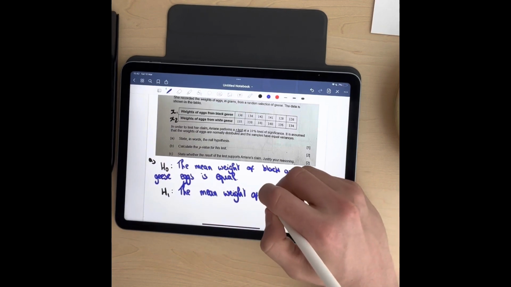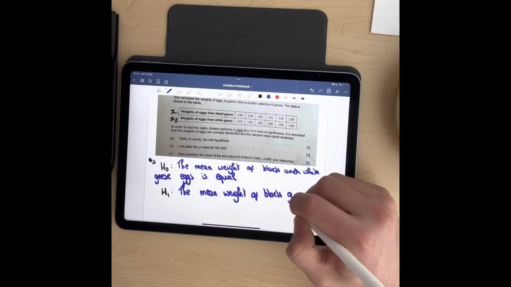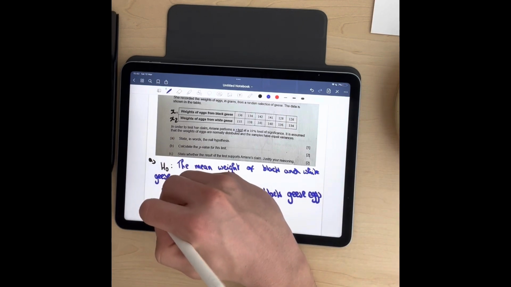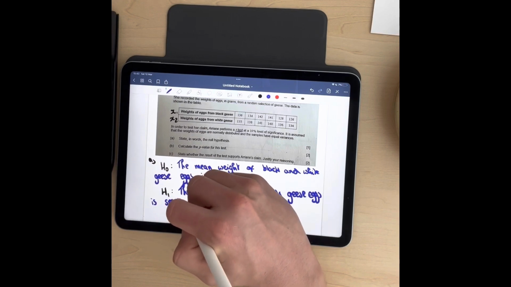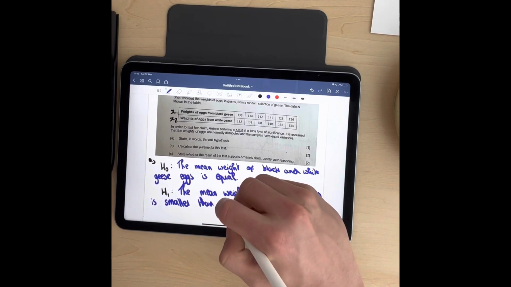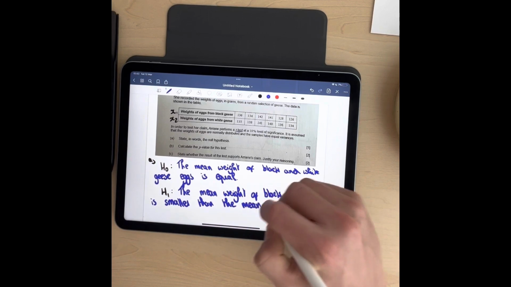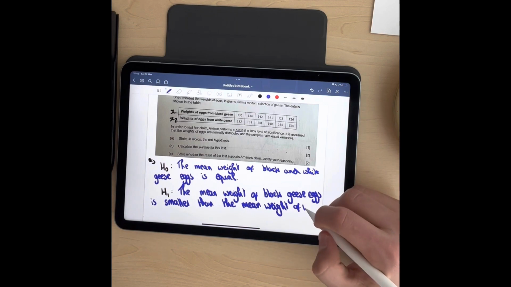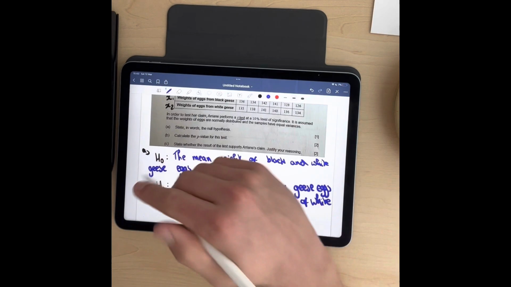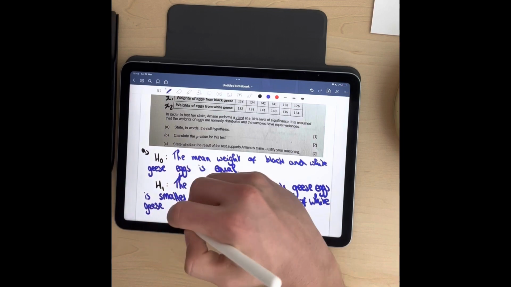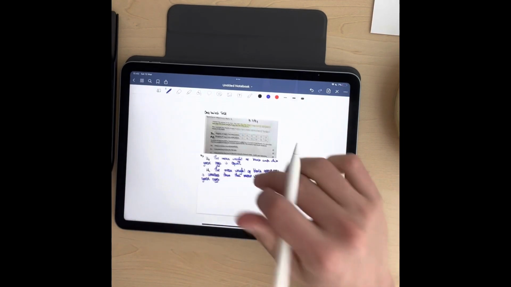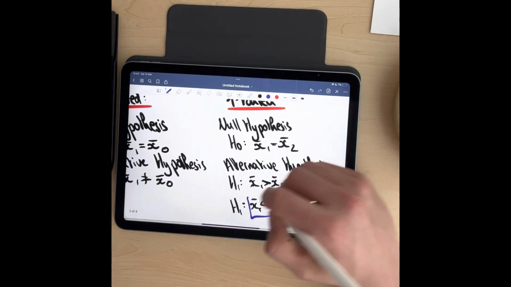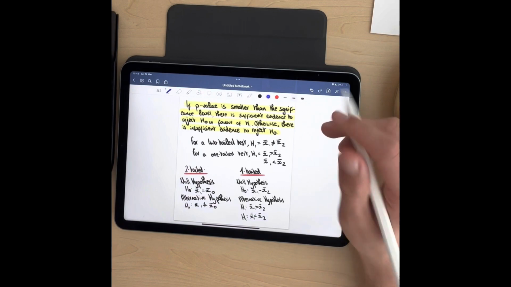of black geese eggs is smaller than the mean weight of white geese eggs. All right, so as we can see, we come back here: one-tailed t-test. In this case, this is the one we're looking for, right? Okay.